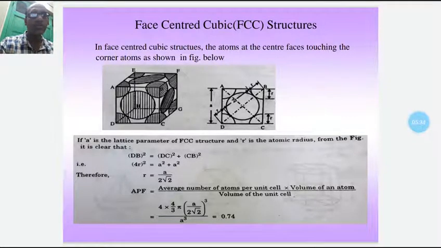And the volume of an atom, as we know, considering it as a hard sphere, is 4 by 3 pi r cube. The relation between r and lattice parameter a is r equals a by 2 root 2. We substitute this and divide by the volume of the unit cell, that is a cube. So it equals 0.74. That means 74% of this cubical structure is occupied by atoms.